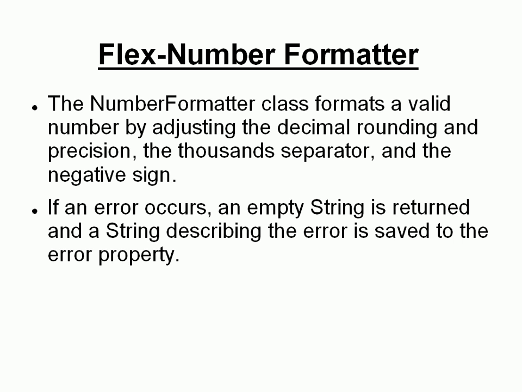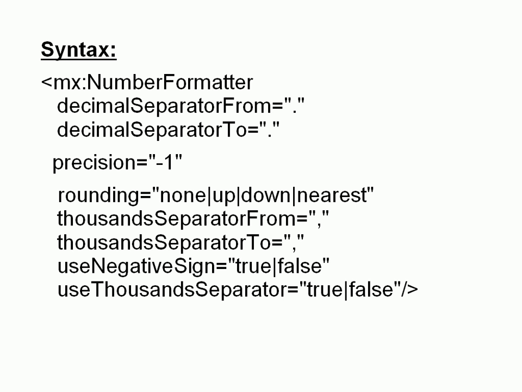Now we see the syntax for the NumberFormatter. Here in NumberFormatter we have to specify the decimalSeparatorFrom. decimalSeparatorFrom is the string used as a character which is stored in the input string. decimalSeparatorTo is where we can specify the dot which is specified in the output string. Precision we can give as -1 or 2 or anything. Rounding, we can round the value to nearest, up towards upwards, or downwards.